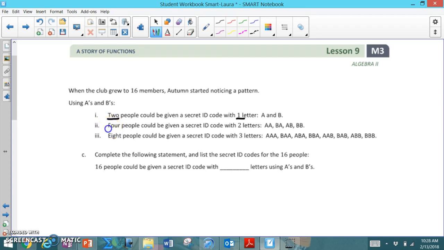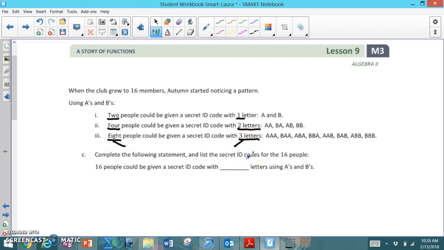As soon as we jump to 4 people in our group, we would need 2 letters to make unique codes. You can see on the right hand side the options: AA, BA, AB, and BB. We continued in the exploratory challenge and found that 8 people needed a 3-letter code. From here we started to recognize a pattern. 2 people gives me 1 letter, 4 people gives me 2 letters, and 8 people gives me 3 letters.